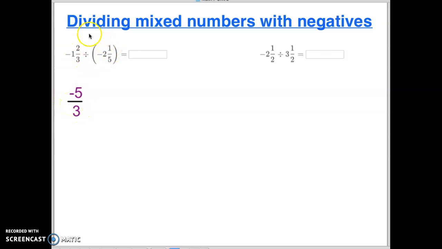Okay. Then same thing here. We're going to do 2 times 5 is 10. 10 plus 1 is 11, so 11 over 5. So wait, Mr. Anderson, I thought you said 11 over 5. So why do you have -5 over 11?